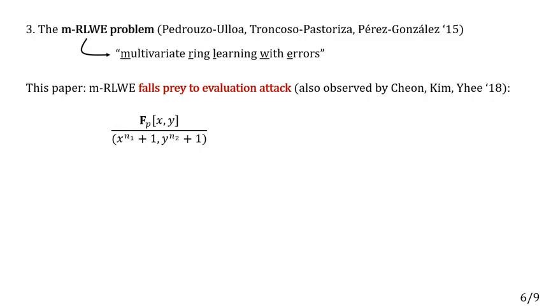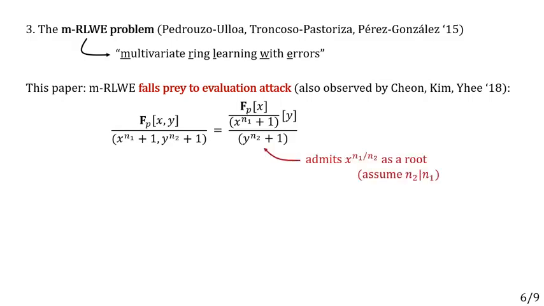Well, let's maybe write this quotient in 2 steps. So first consider F_p[x] modulo x to the n1 plus 1, and now consider polynomials over that modulo y to the n2 plus 1. We are going to assume that n2 is a divisor of n1. Remember that both n1 and n2 are powers of 2, so we definitely have that one is a divisor of the other, and so without loss of generality, by exchanging the role of x and y if needed, you can assume that n2 is a divisor of n1.